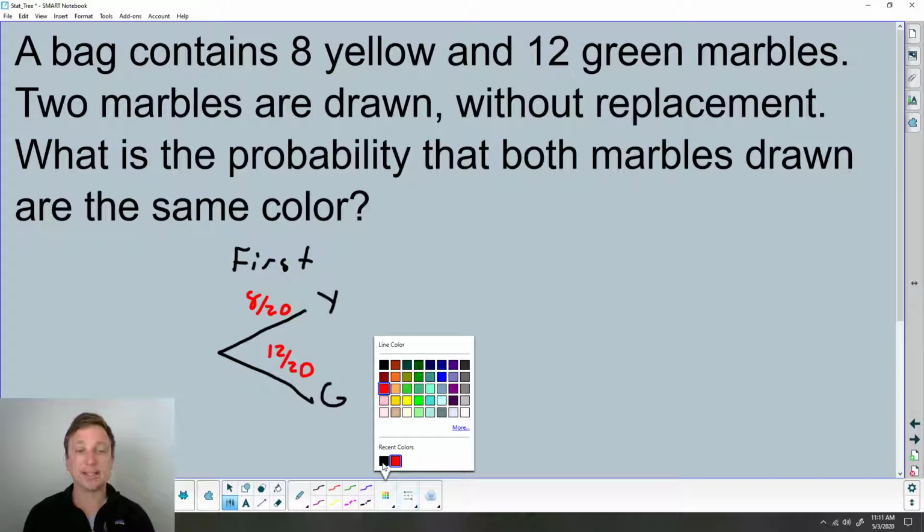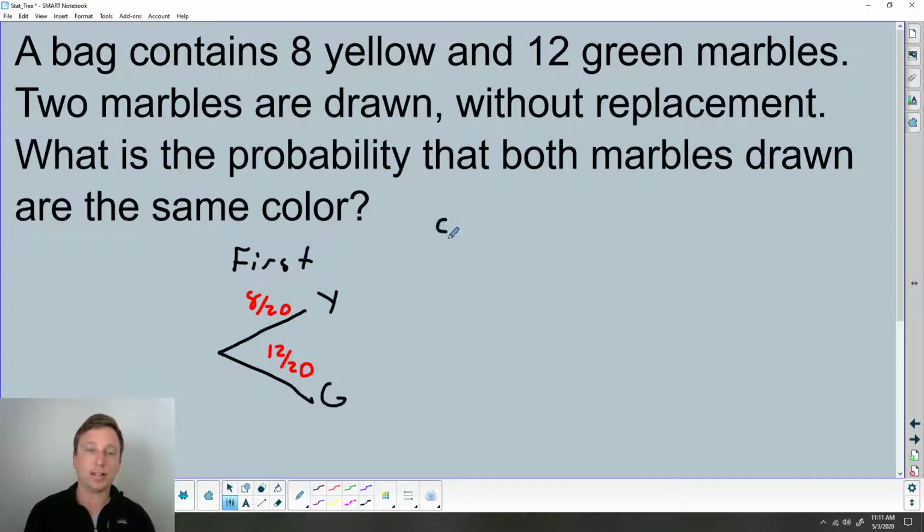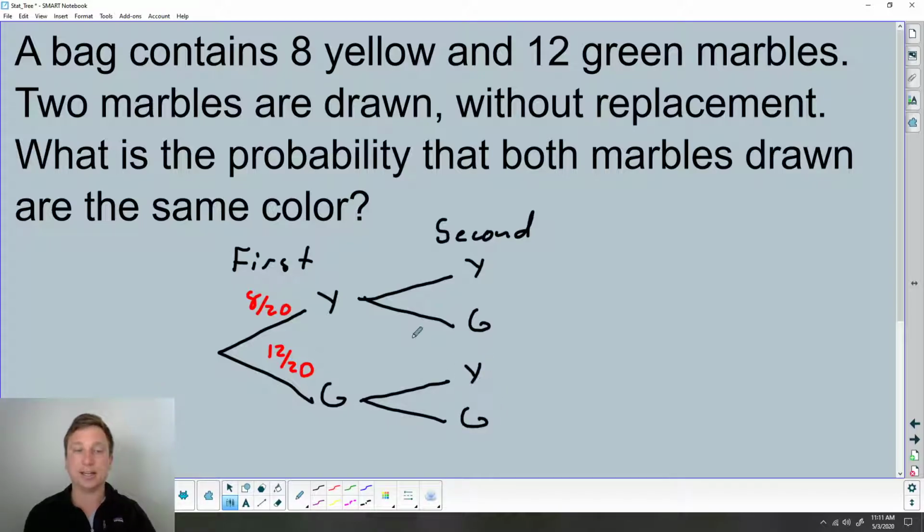So now let's get into the second marble we draw. When we draw a second marble, if I draw one of these, there's still remaining yellow, there would be 7, and there's still remaining green, there would be 11, so I can still have those outcomes. So we have yellow again, or we can draw a green. And similarly with the green, we can draw a yellow, or we can draw a green again. So this shows all of the outcomes of drawing the first and second marble: yellow, yellow, yellow, green, green, yellow, green, green. So all the outcomes of the sample space are represented here.